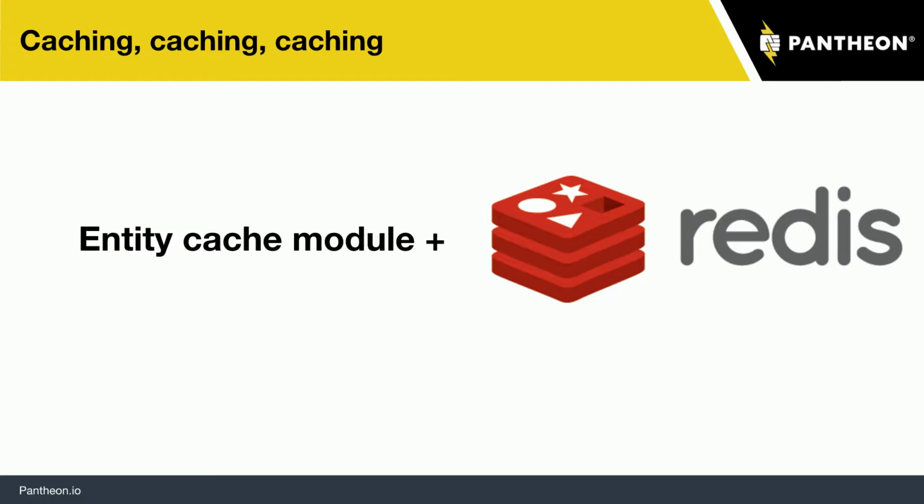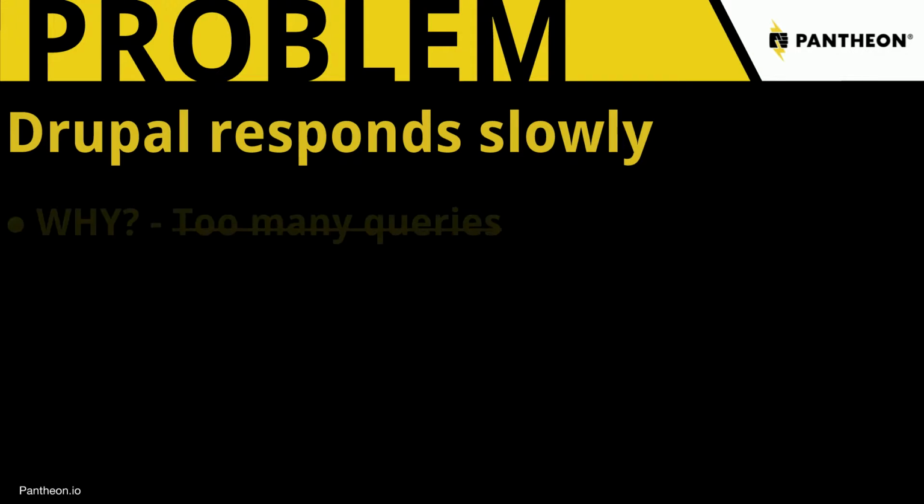We have modules for that problem if you can describe the problem at that level of specificity. You can say, we've got entity cache module, and we've got Redis. These are answers to the problem of we're loading too many objects. Redis will allow us to cache objects request to request, and the page can be run faster. Once you get to a certain level of specificity, you get a better answer.